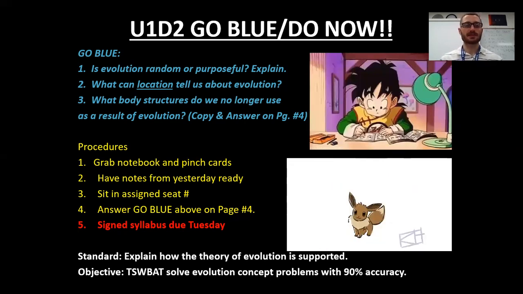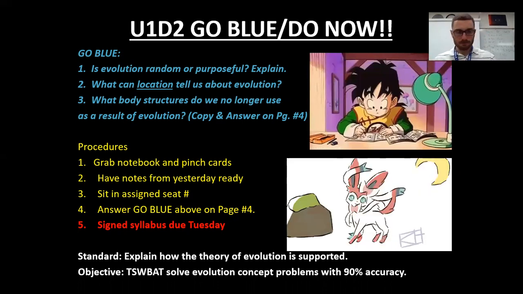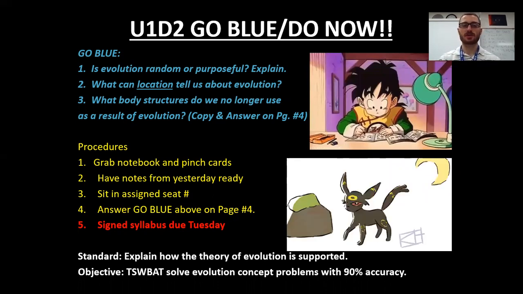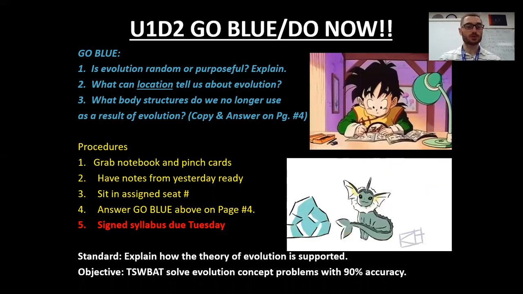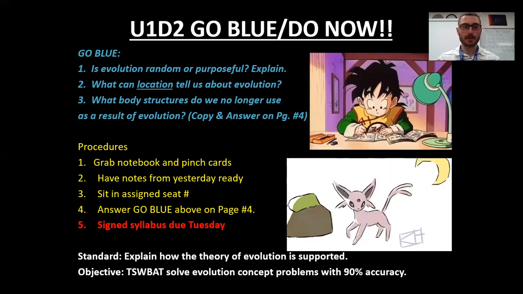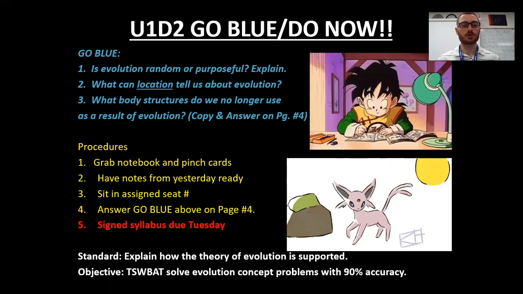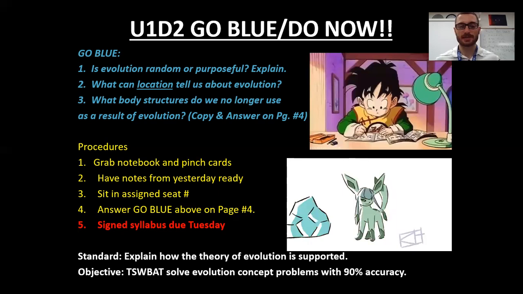So again, this will be a lot faster than a regular lesson where there's discussion with students in a classroom. The video lesson is all for your convenience because I know a lot of you can't log in at the same time. We see here, number 1, is evolution random or purposeful? Explain. Number 2, what can location tell us about evolution? And then 3, what body structures do we no longer use as a result of evolution? Kind of ties into the things we talked about last time.